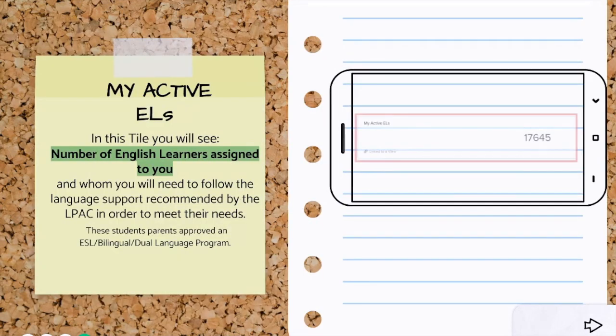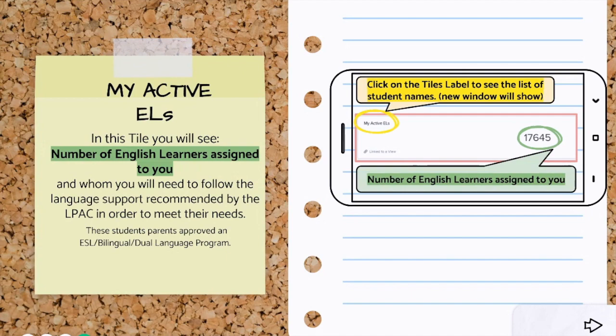Let's get started with my active ELs. In this tile, you will see the number of English learners assigned to you and whom you will need to follow the language support recommended by the LPAC in order to meet their needs. At the top of your tile, you will see the title, My Active ELs. By clicking on this title, it'll take you to a new window where you will find a list of all of your active English learners. The number that you see in this tile is not quite as high as this number, but it's the number of English learners that have been assigned to you. Let's move to the next tile.